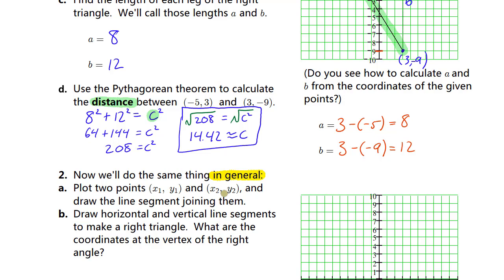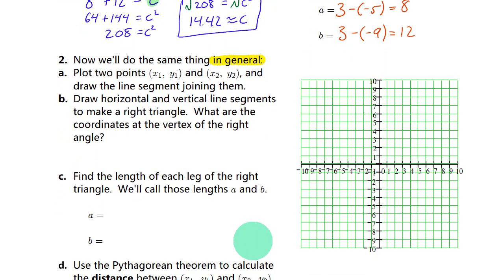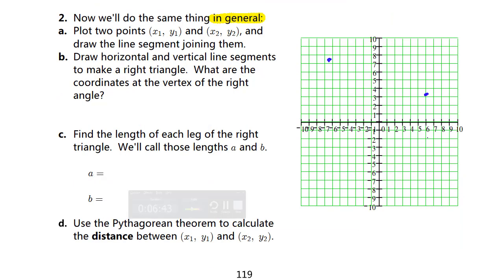So for this one, plot any 2 points you want, but try to follow along with what I'm doing with your own points. I'm going to just make a random point somewhere over here and a random point somewhere over here. It doesn't even need to be on the grid. Because what we're going to do is label this as x1, y1, and this point is just x2, y2.